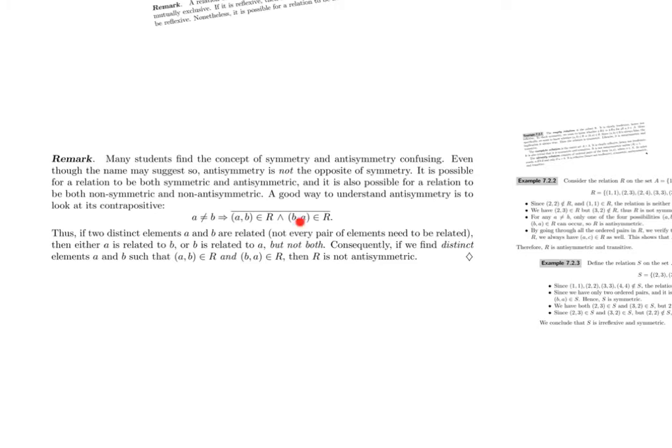Think about what the negation of this "and" statement says. It actually amounts to what's written here. So if we can find distinct elements A and B where the ordered pair (A, B) and the ordered pair (B, A) both belong to R, then we can rule out saying that the relation is antisymmetric. Let's look at some examples.